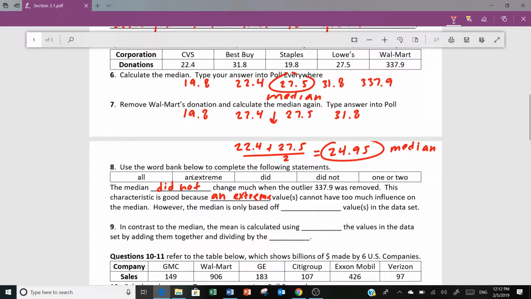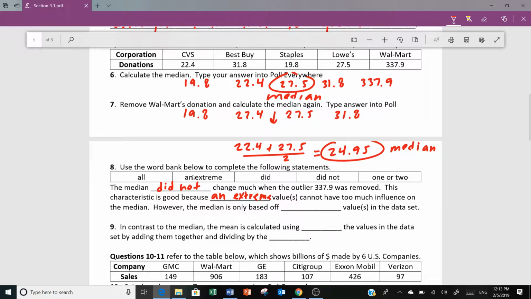That would be like if the average test score was a 70, but that was only because somebody got like 150% on the test and everyone else was failing. Would that be a very accurate average? No, because the outlier pulled it away, and outliers should not have that much influence on the median or the average. Okay. However, the median is only based off of how many values in the data set?